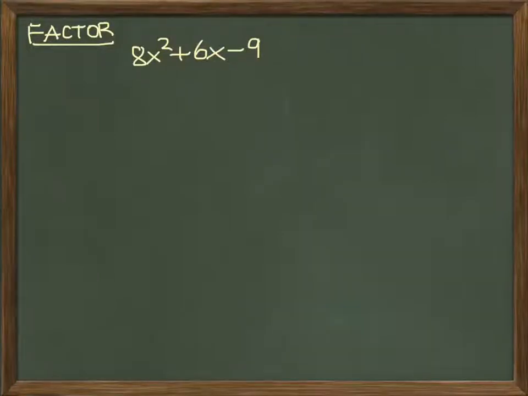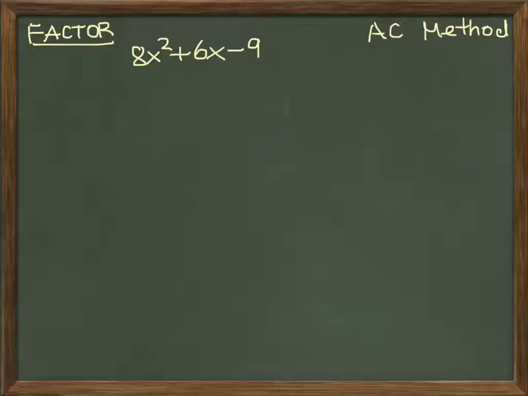So in this example, I'm going to factor the trinomial 8x squared plus 6x minus 9. I'm going to factor it using the AC method. I have another video where I show how to do it just by trial and error, or guess and check. So if you're not familiar with the AC method and you would rather do all your factoring by trial and error, you probably want to watch that other video instead.